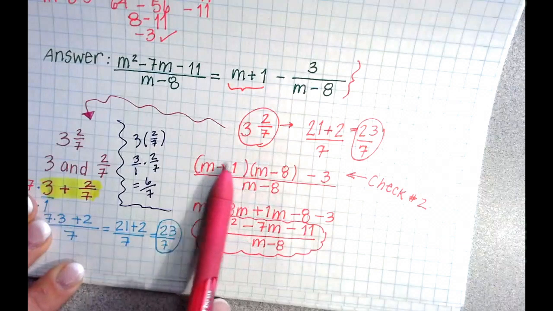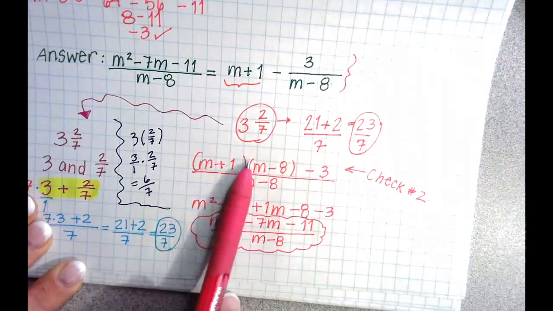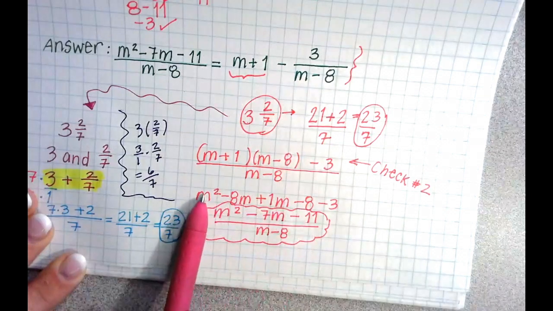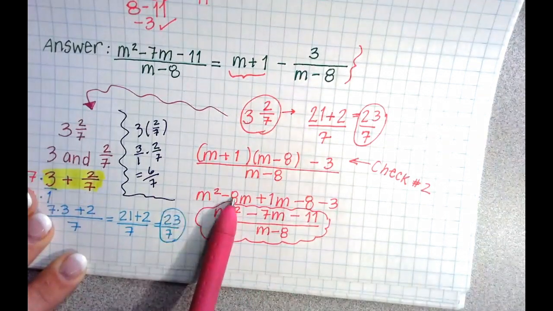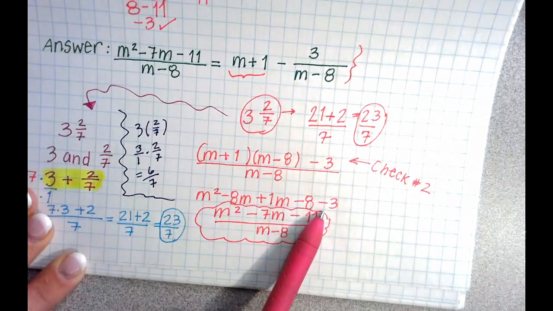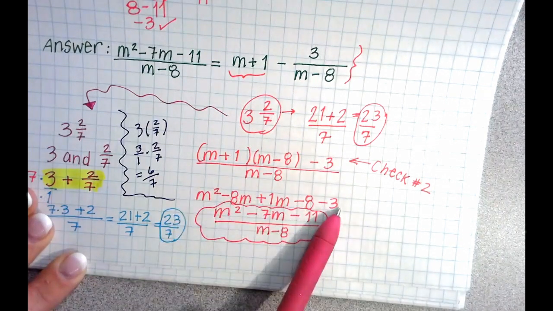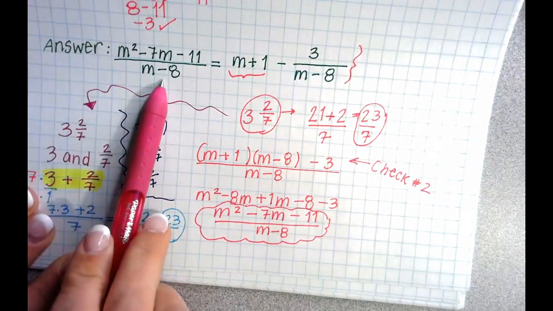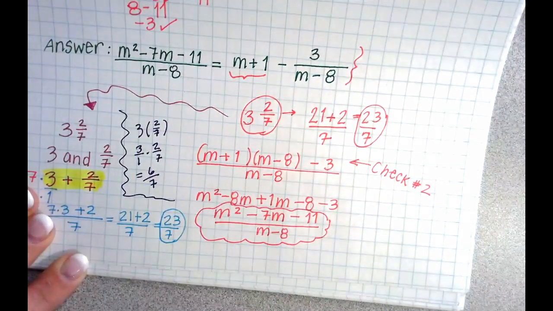How do I multiply those? You have to use FOIL, or distribution really. I FOILed those out right over here. I used distribution first, outers, inners last, and then the negative 3 carries along. Combined all my like terms, left it over n minus 8, got back the original problem. So it's another way to check your work.